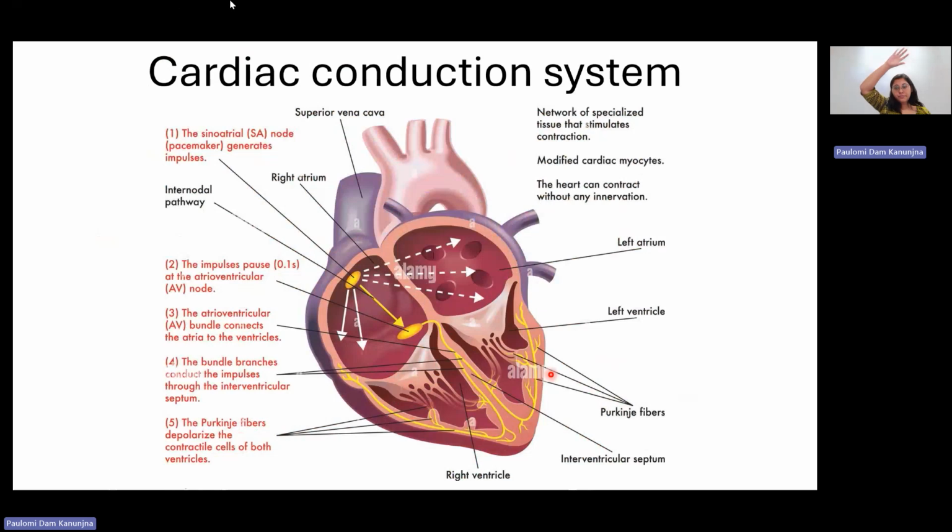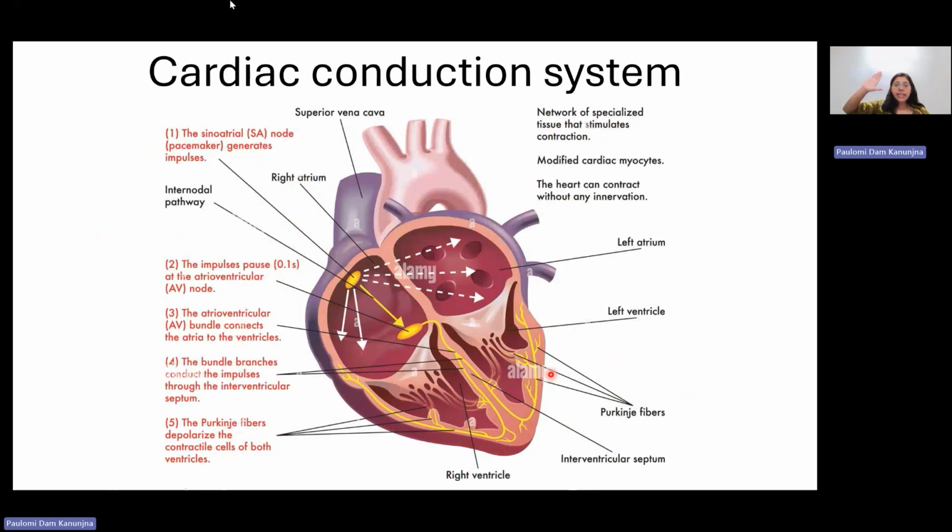So it starts from the SA node. The atrium is undergoing depolarization, starts contracting, and then of course, because it's an electric impulse, it will come to the AV node. At the AV node, if it generates the next impulse or propagates the impulse very quickly, the ventricle muscles will start contracting.